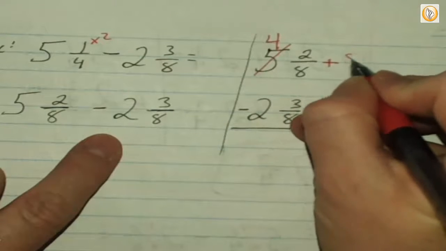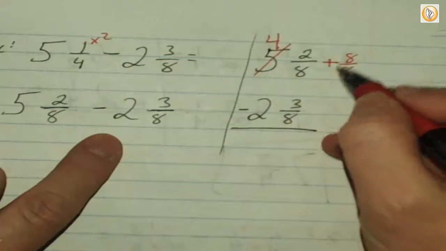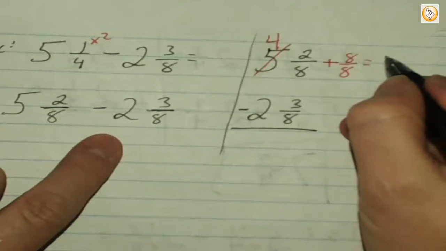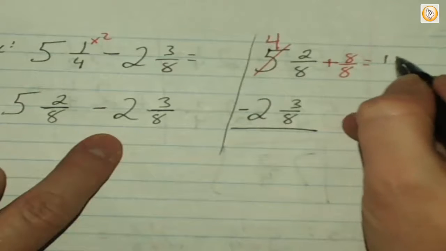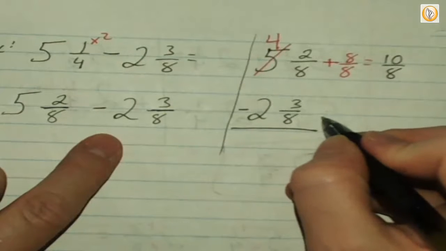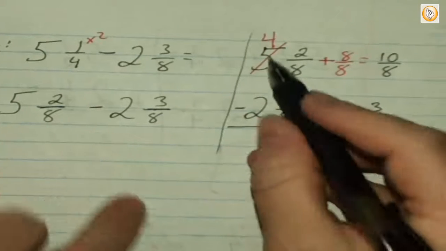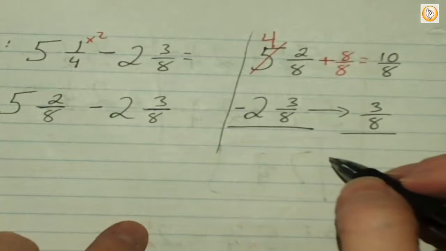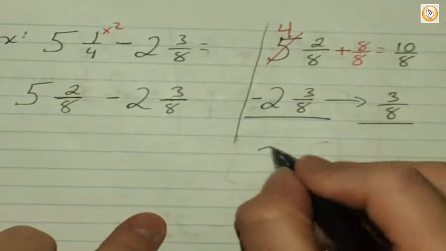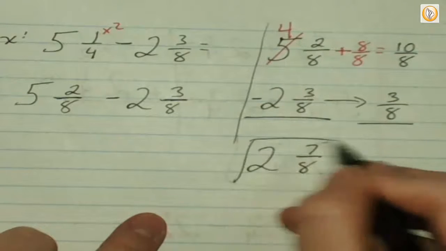You add 8 over 8, because with the denominator of 8, a whole would be 8 over 8. So then that would become 10 over 8. I always just bring this over. So then subtract. Go ahead, you tell me. So 4 minus 2 is 2. And then 10 minus 3 is 7 over 8. There you go.